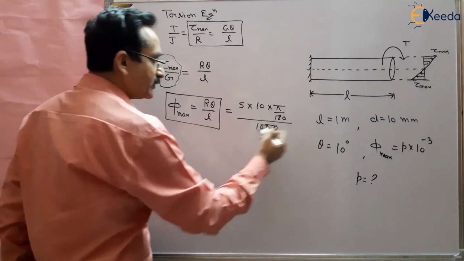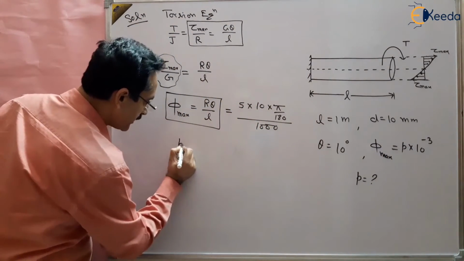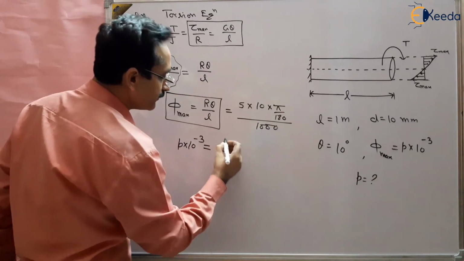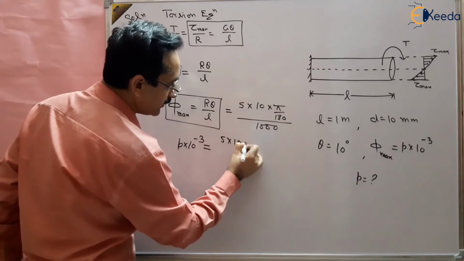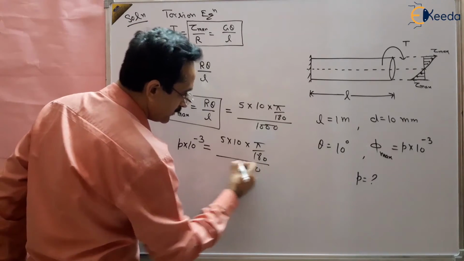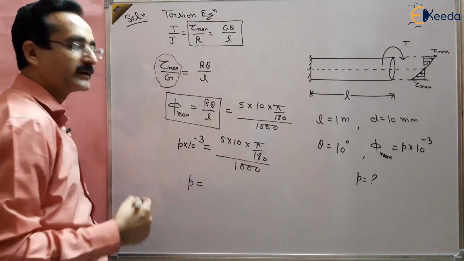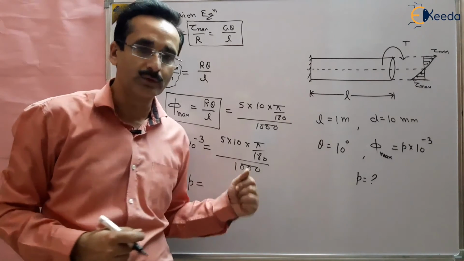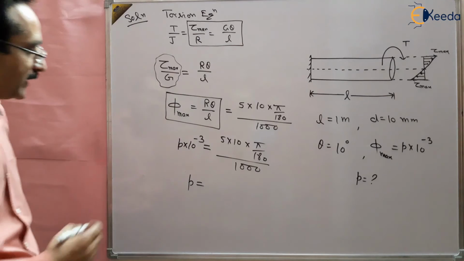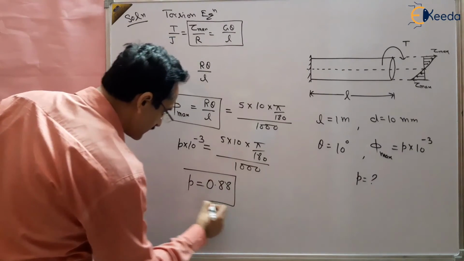And this value is equal to shear strain, which is given by P into 10 power minus 3. So P into 10 to the power minus 3 will be equal to 5 into 10 into pi by 180 divided by 1000. So from here there is only one unknown, that is P. Solve it using a calculator and you will get the value of P as 0.88. So the answer will come out to be 0.88. So this is the answer to this question.